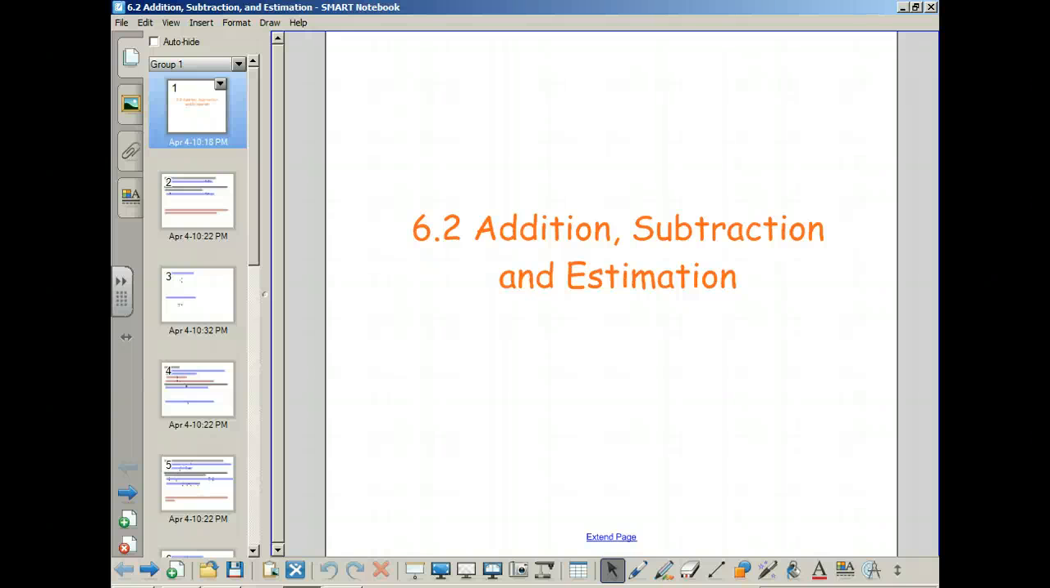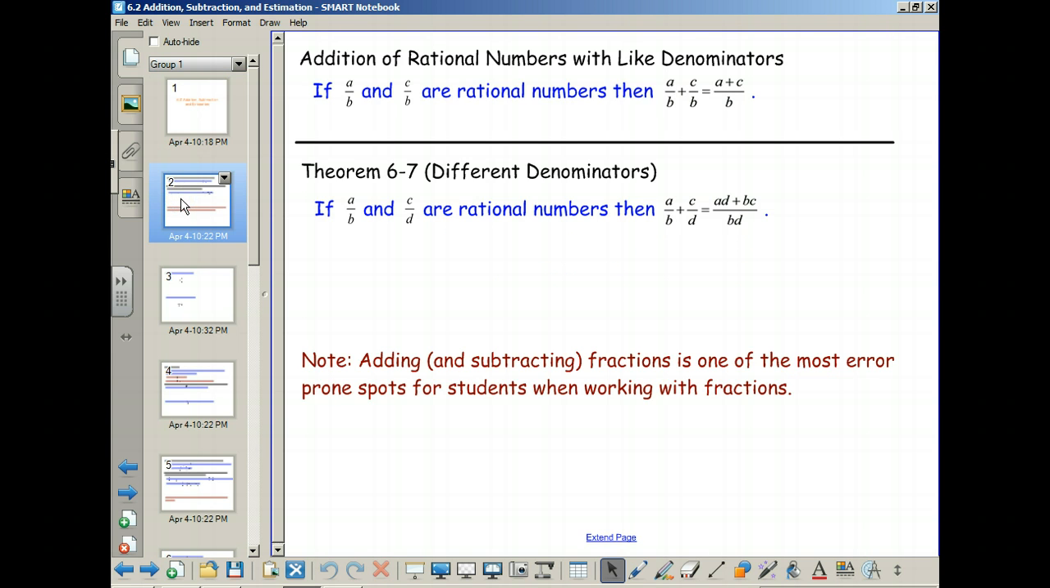6.2 is addition, subtraction, and estimation. Again, we're still doing rational numbers, just like we did last time. We're talking about adding and subtracting those numbers. To start with, I want to take a look at how we go about adding and subtracting rational numbers. There's two different possibilities.